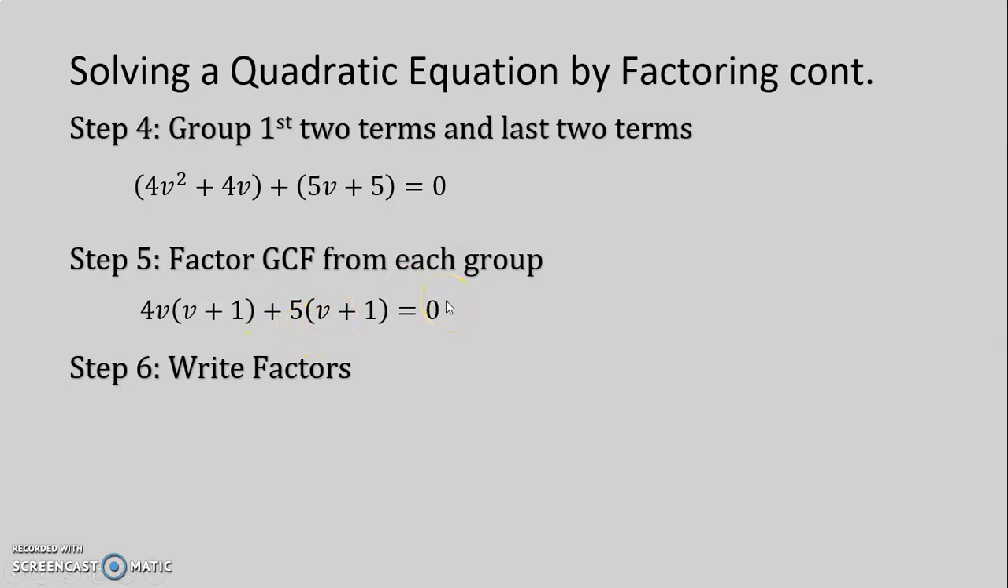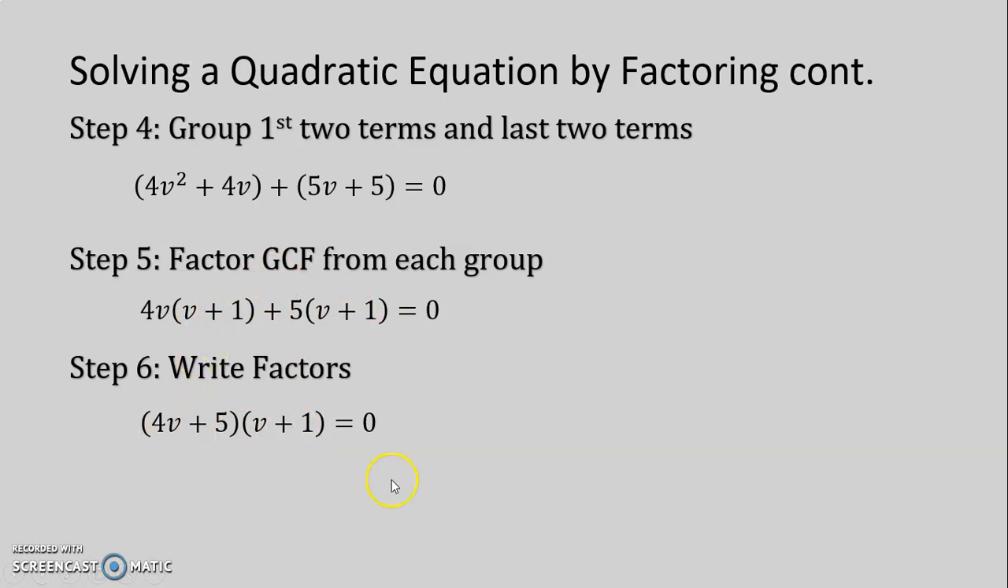Now, we're in a good spot here because we can see that we have the same thing inside of our parentheses. That means that we've done things correctly. If you notice that these parentheses contain different expressions, then something might have gone wrong. Okay? So next, we write the factors out. So one of them is going to be the things we factored out, so 4v plus 5. And then the other factor is going to be v plus 1, whatever is in the parentheses. And then those are equal to 0.